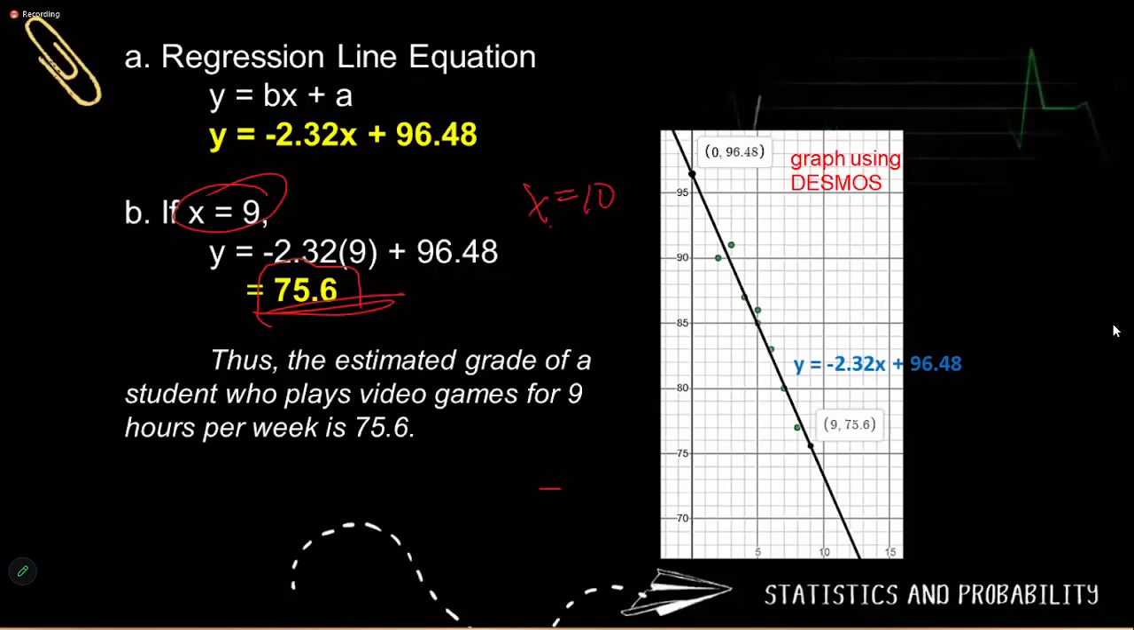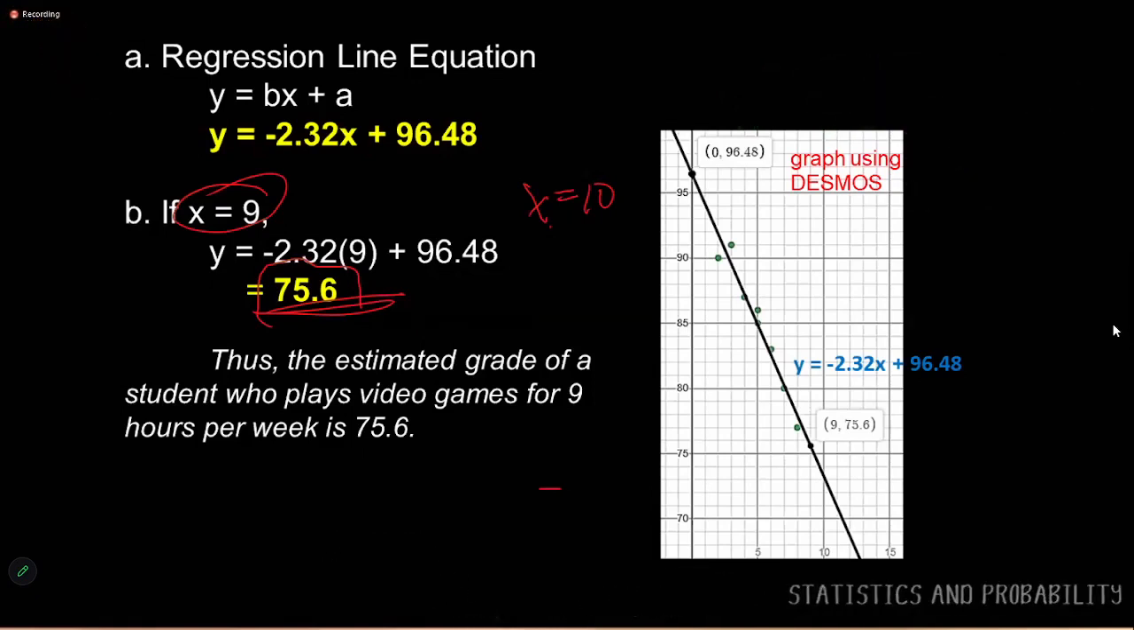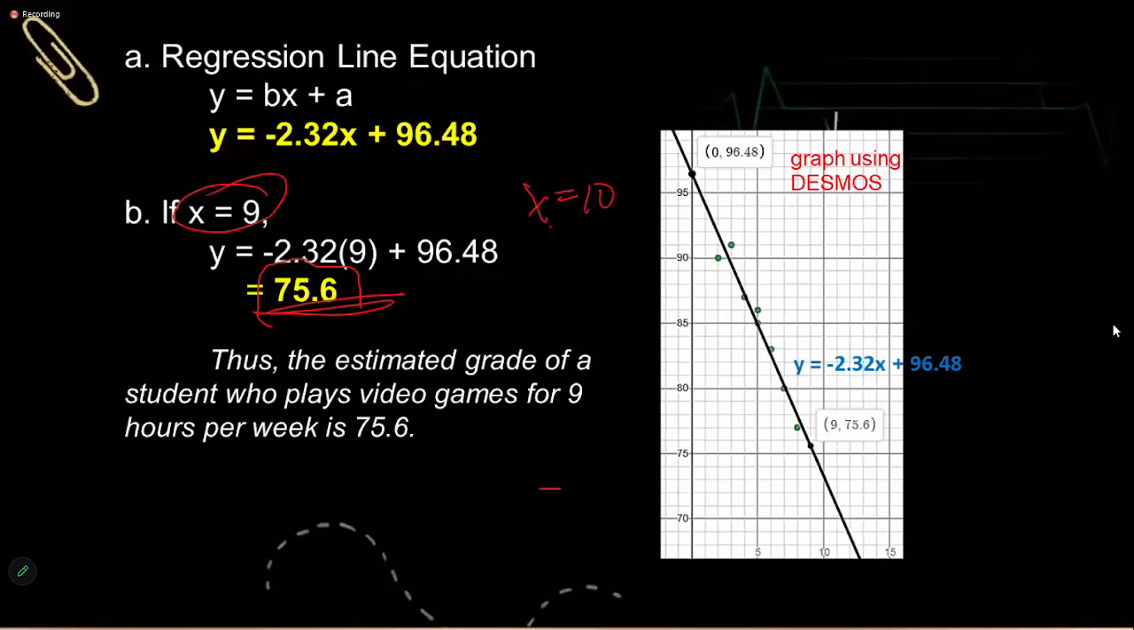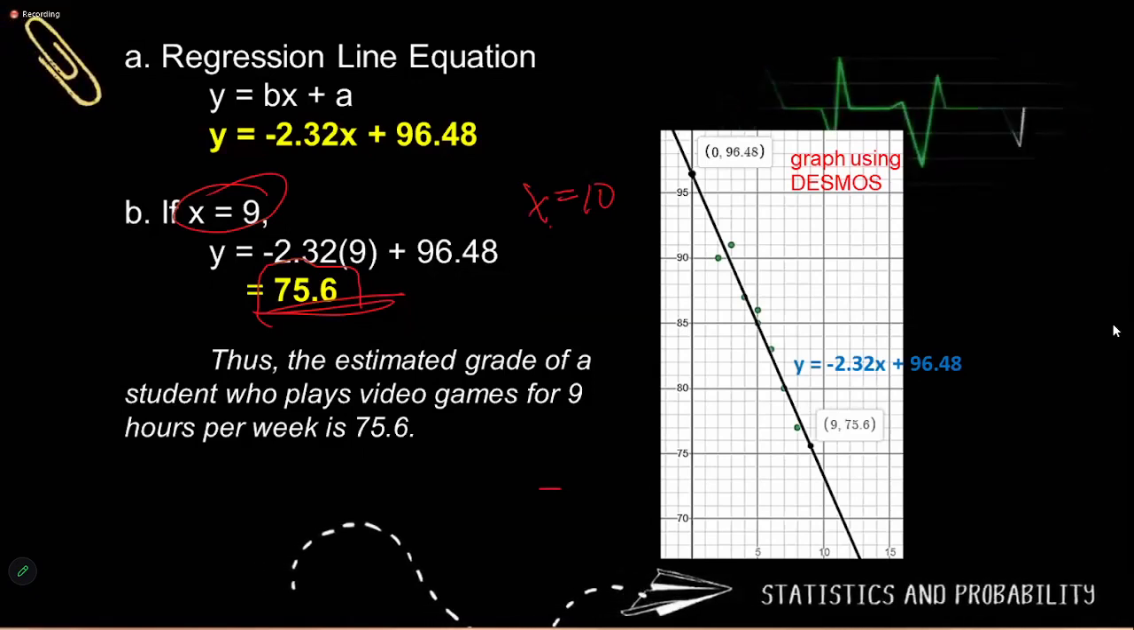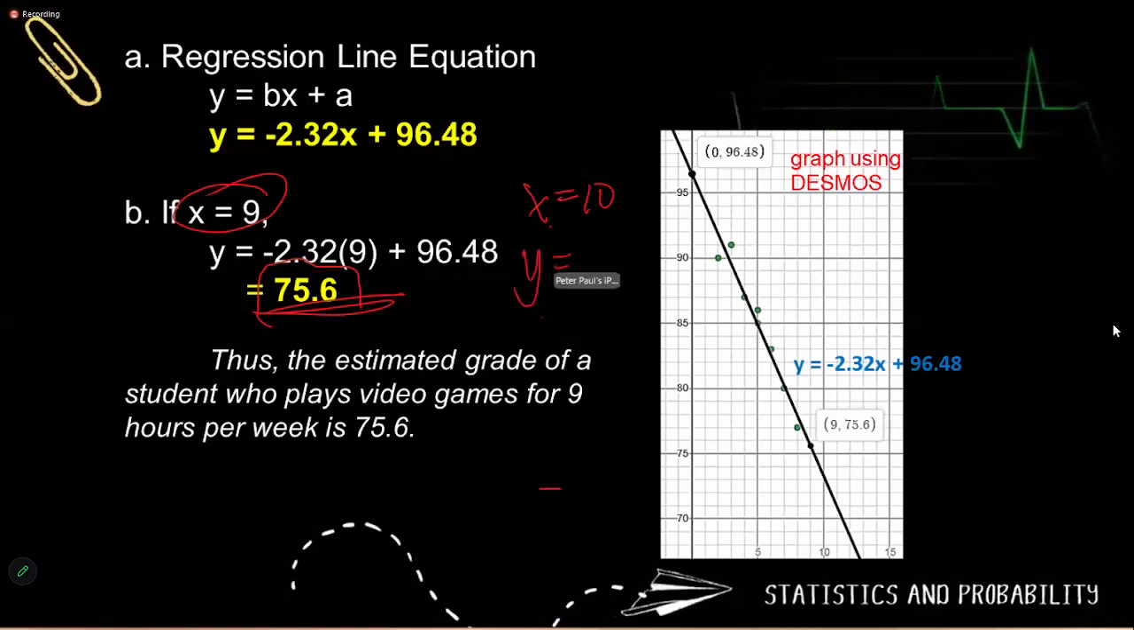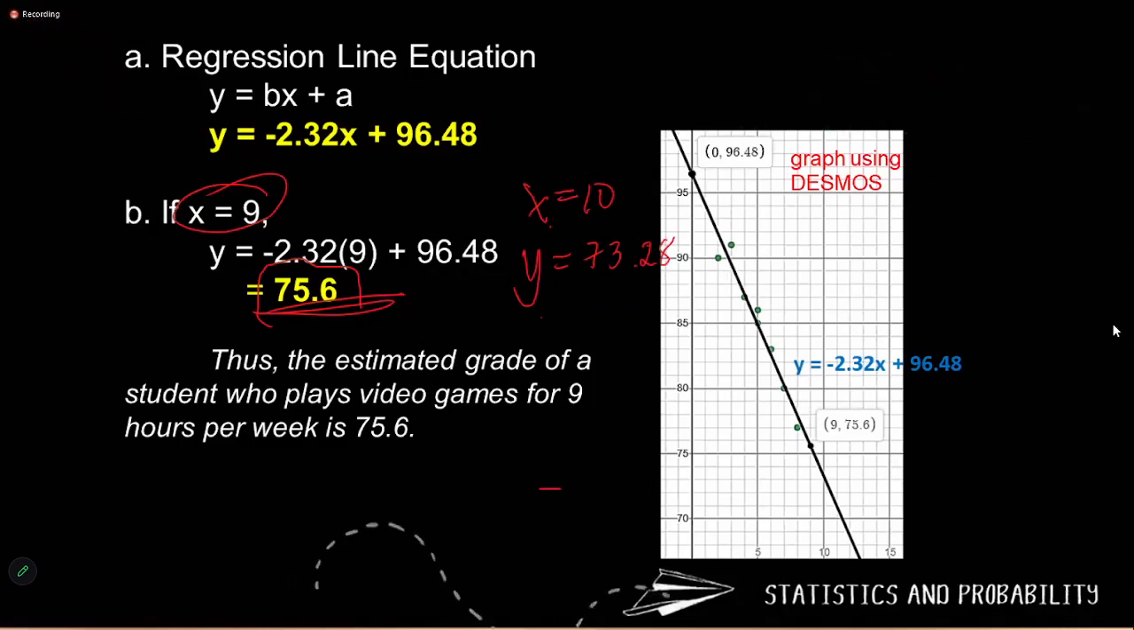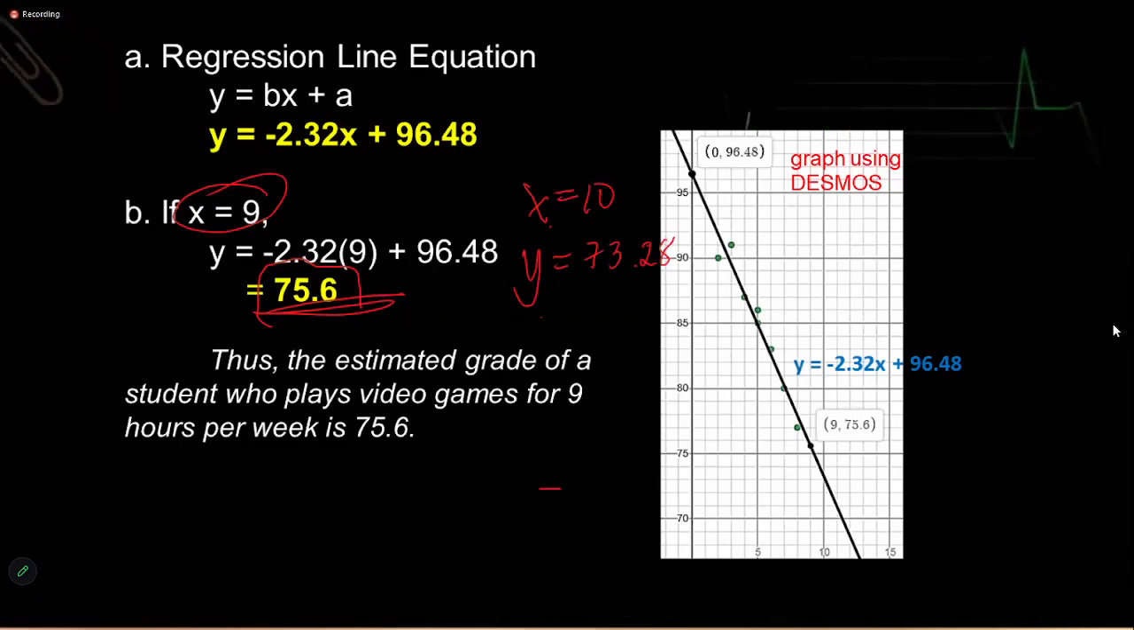Negative 2.33 times 10 plus 96.48. Yes, Angelica, what is the answer? 73.28 po. Bagsak ba yon sa K-12? Pag 73? Oh. So, kailangan mo lang palang maglaro ng 10 hours per week para maibagsak mo yung subject. Madali lang palang bumagsak, no?